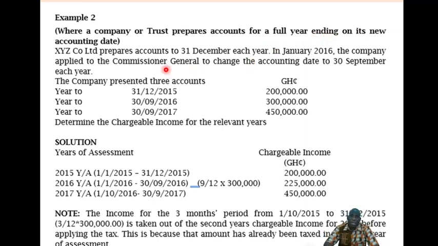So for example, SYZ company prepares accounts to 31st December each year. In January 2016, the company applied to the Commissioner General to change its accounting date to September, just like the other one. The company prepared 3 accounts as follows. Now, in the year of change, they say they will prepare it for the whole year. But before then, they were preparing to December, isn't it? So the first year was year 2, 31st December 2015. But this one, they wanted to prepare for the whole year, which will end on their new accounting date. So that one, it will be from 1st October 2015 to 30th September 2016.